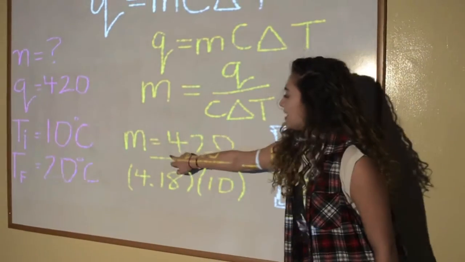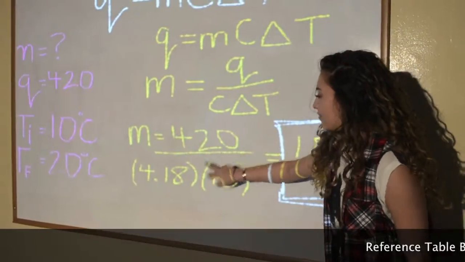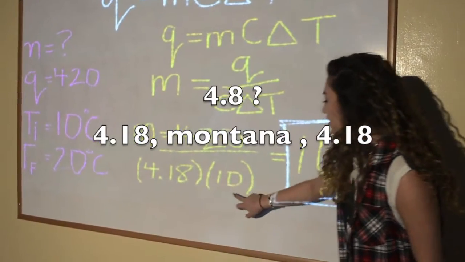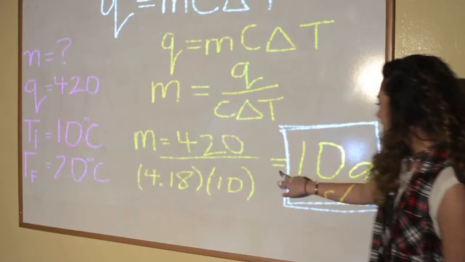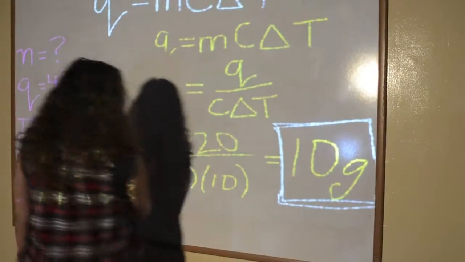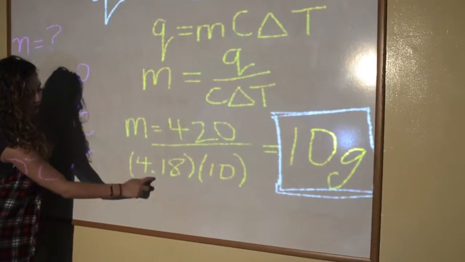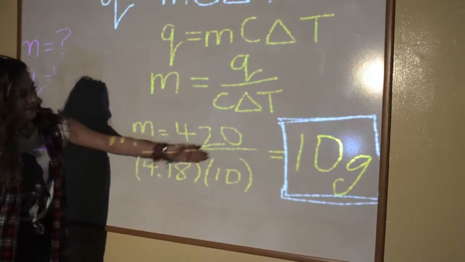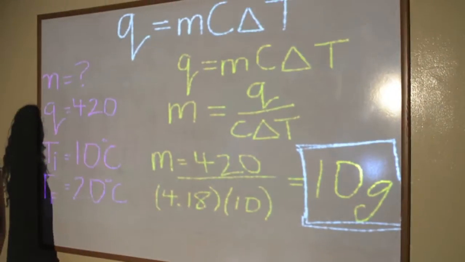Next, it's mass, 420 divided by 4.8 times 10. We get the 4.8 because this is water. We can see this on our reference table. Now you just simply do the math and you get 10 grams for your mass.